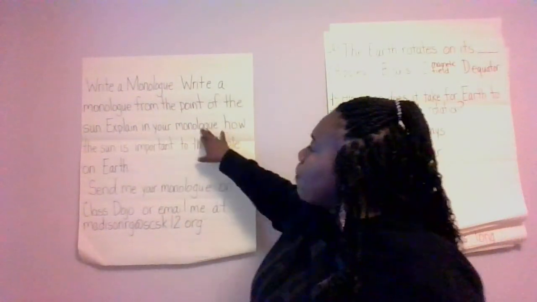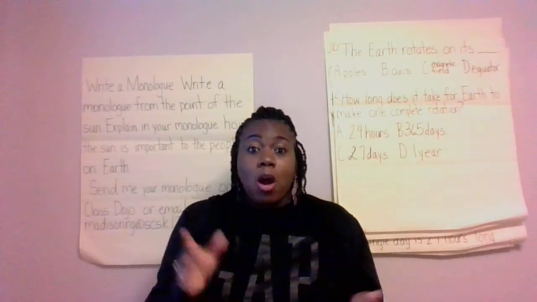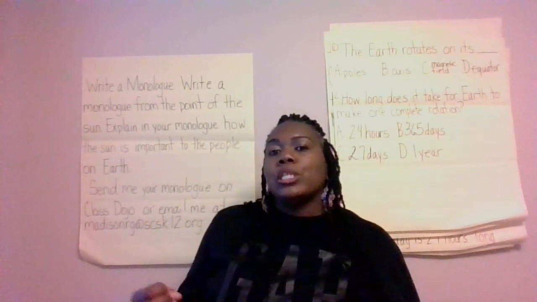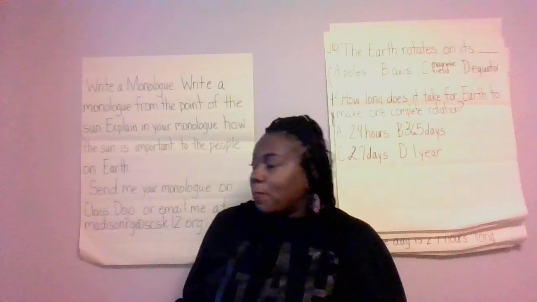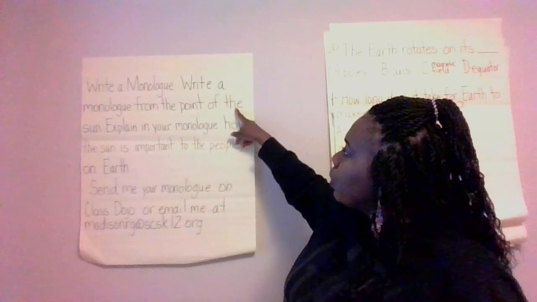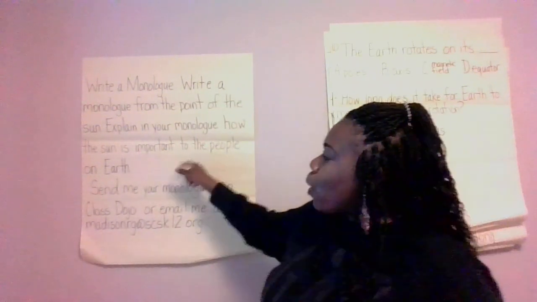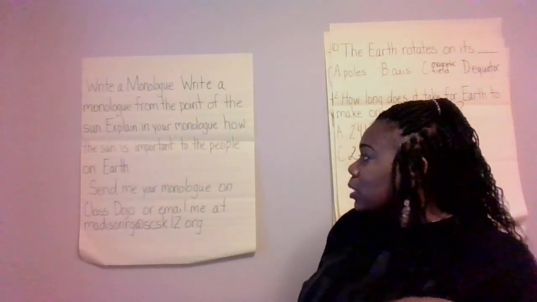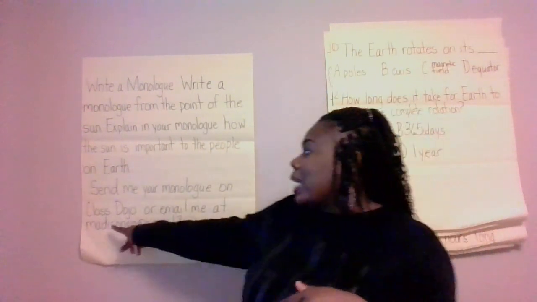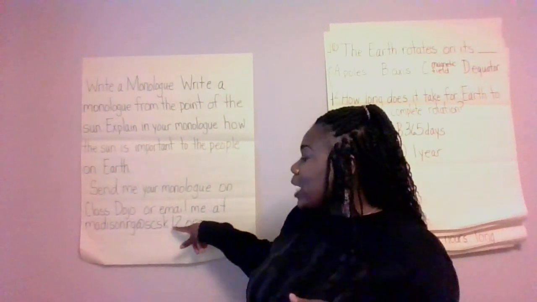So I want you to explain in your monologue how the sun is important to the people on Earth based upon what we learned today. And we're going to save that information in that monologue, and we're going to continue to grow on that information. So once again, write a monologue from the point of view of the sun, explaining how the sun is important to the people on Earth. Send me your monologue on Class Dojo or email me your monologue at madisonrg@scsk12.org.